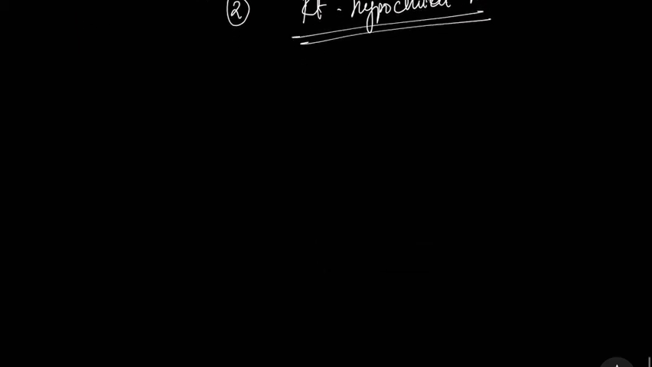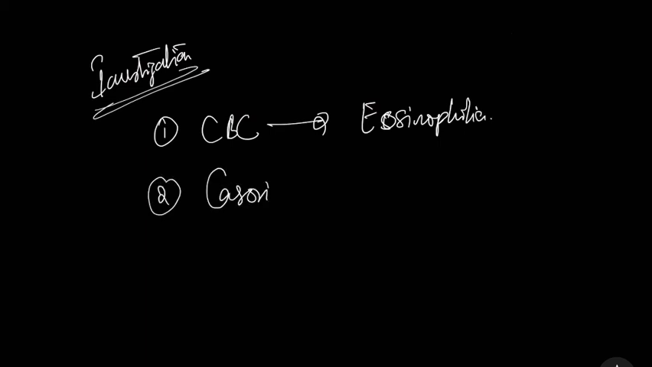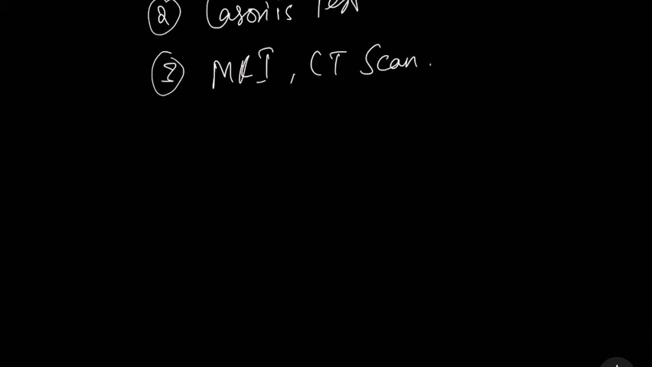Now coming to the investigations. The first thing we do is CBC, the complete blood count, and we look for eosinophilia. The second thing we do is Casoni's test. Thirdly, there is MRI and CT scan. With that, we're done with the topic.